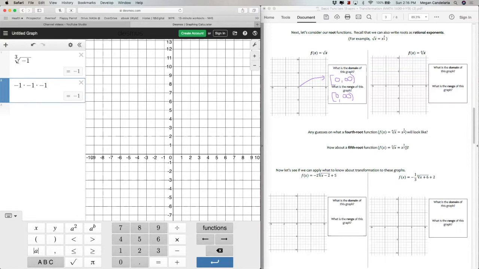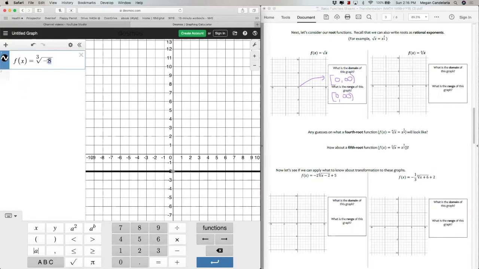So with cube roots, we can take on negative values because a negative times a negative times a negative is a negative. So for example, what would the cube root of -8 be? Well, the cube root of -8 would be the thing that I multiply times itself 3 times to get -8. And that would be -2, because -2 times -2 times -2 is -8. So our cube root function, unlike our square root function, can take on negative numbers.